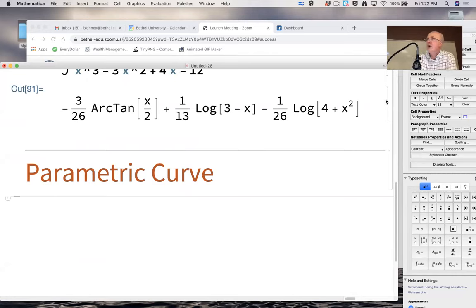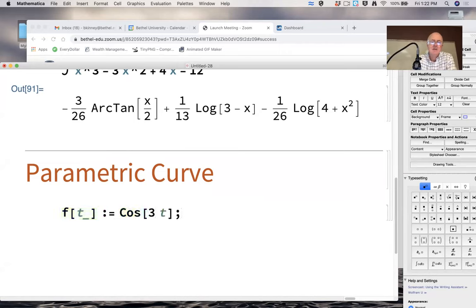I want to define two functions. First of all, x is a function of t and y is a function of t. X will be f of t and y will be g of t. When you define functions first, you need to use the underscore, but once the function is defined, then do not use it. I'm going to make f of t be cosine of 3t. Semicolon just suppresses output. It's not a big deal if it's there or not here, but I like putting it there. So I'm going to put it there.